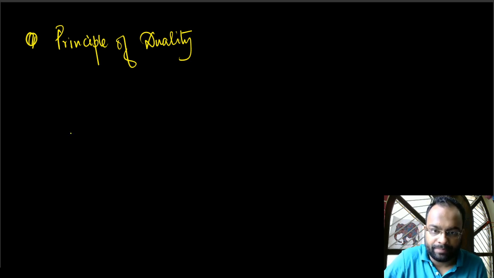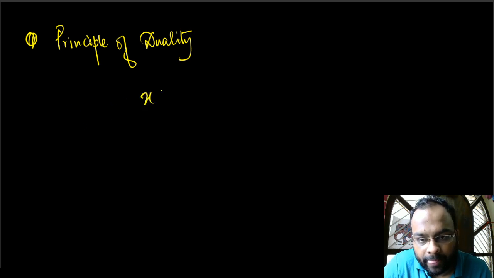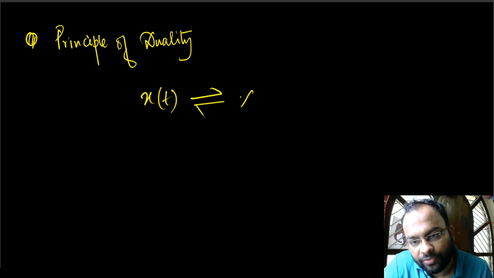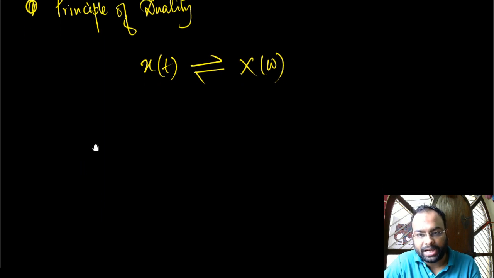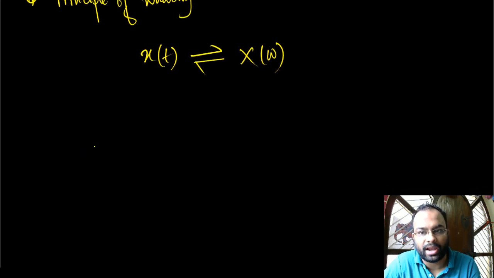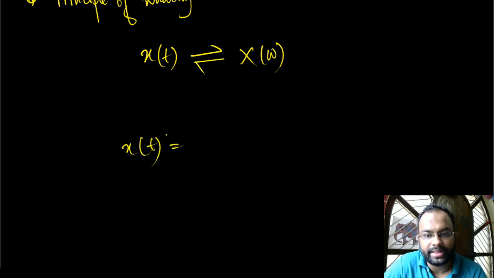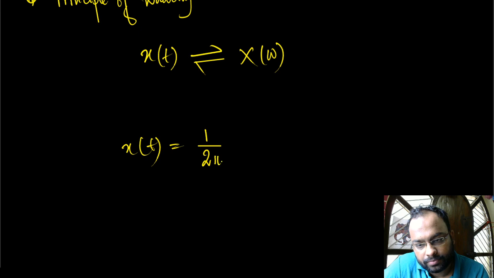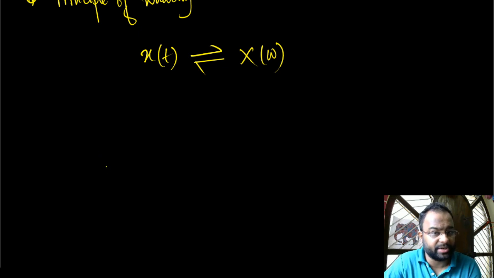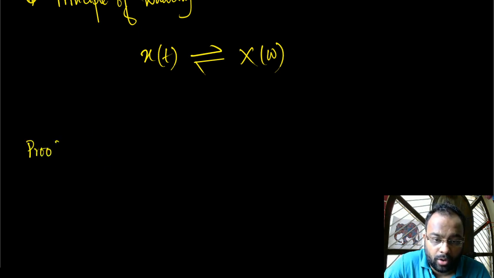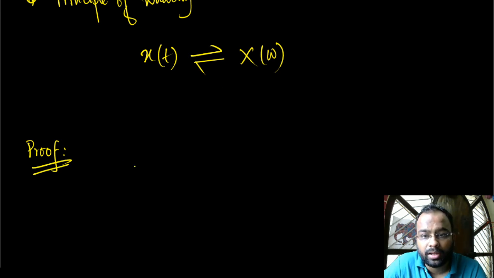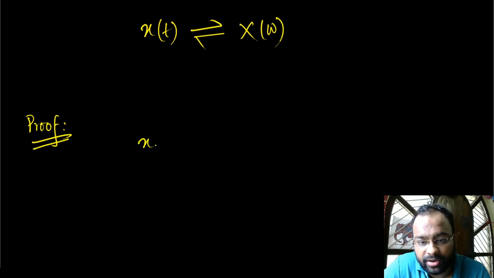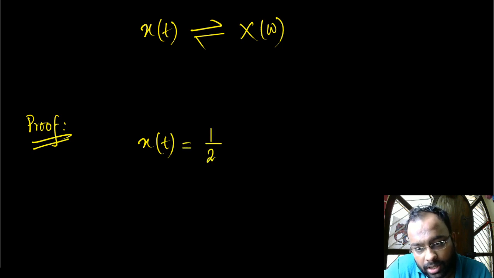So what is the principle of duality? We are saying that if x(t) has a Fourier transform of X(omega), then, what is x(t)? x(t) is 1 by 2 pi times... we are writing the expression, so we're writing a proof, proving something that I did not even discuss. So what is the inverse Fourier transform? That, right?